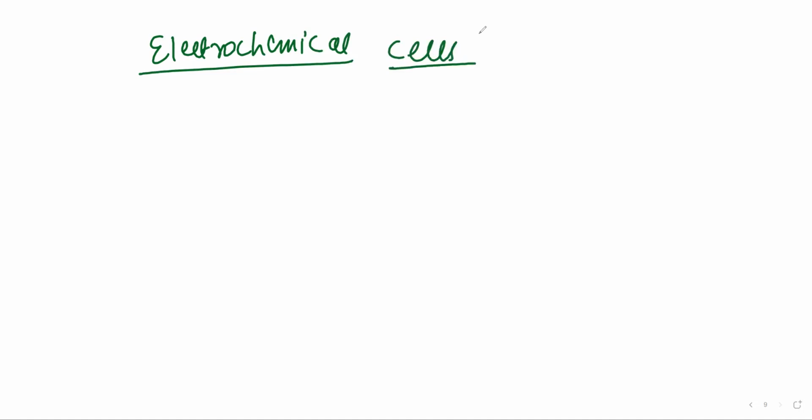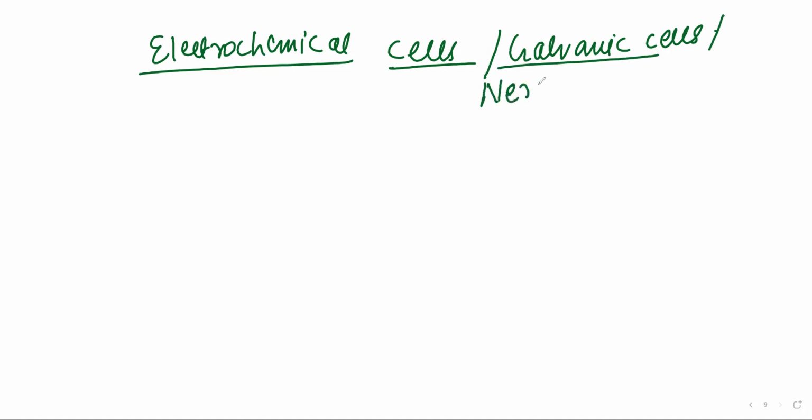Now see the next topic based on electrochemistry. So next will be based on electrochemical cells, galvanic cells, and the Nernst equation. So the first question was asked in 2020.